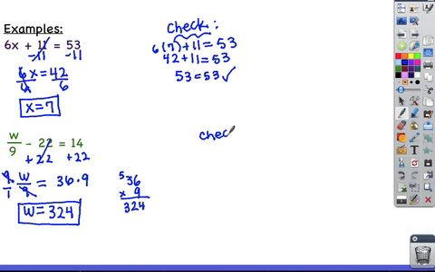And now we can check our work. When we plug in 324 for w, let's see if we get the right answer of 14. So 324 divided by 9.